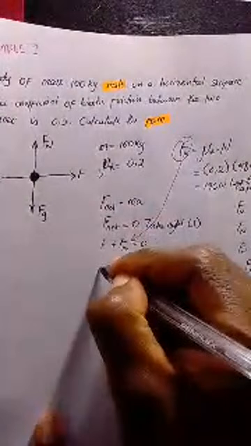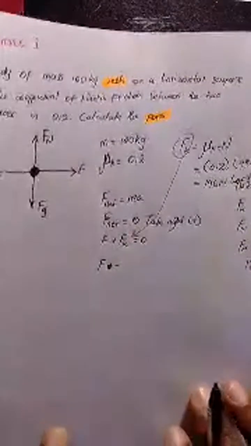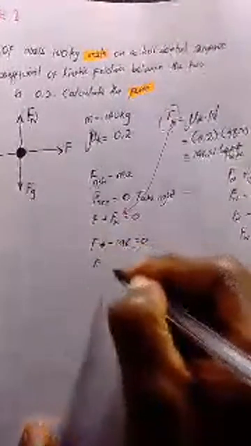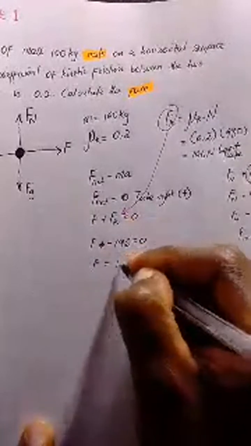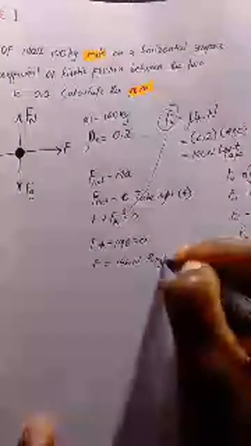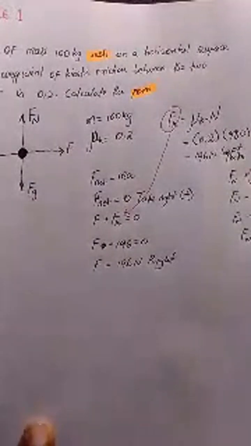Fk, sorry, it's minus now because we are substituting, which is 196, equals to 0. So our F is equal to 196 Newton. It is positive, so it's definitely going to the right. So you see how we are calculating this.